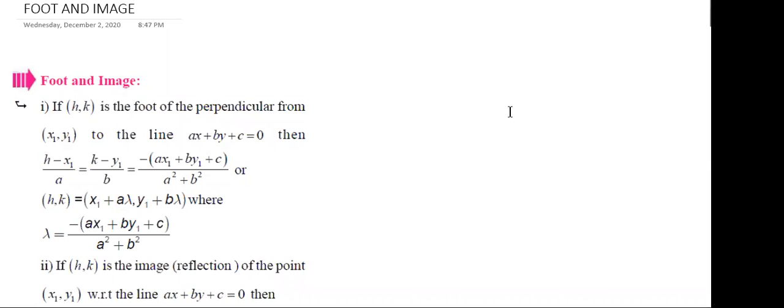Today I am going to discuss the foot and image related concept. First I am going to discuss the foot of the perpendicular. See here, this is a line: ax plus by plus c is equal to 0. This is a straight line.